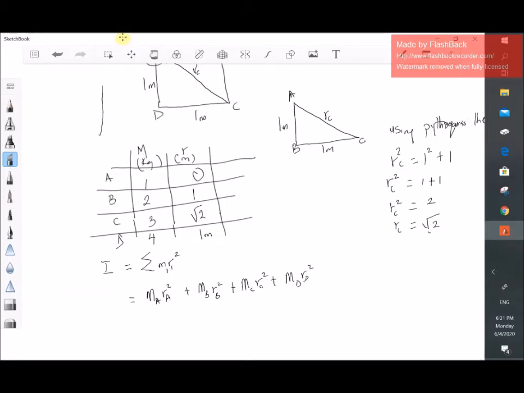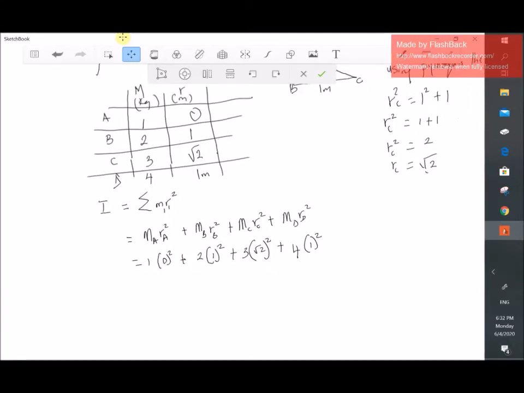Now we log in the values. The mass at A is 1 times radius at A is 0, plus the mass at B is 2 times the radius at B is 1 squared, plus the mass at C is 3 times the radius at C is root 2 squared, plus the mass at D is 4 times the radius at D is 1 squared. Alright, so what next?